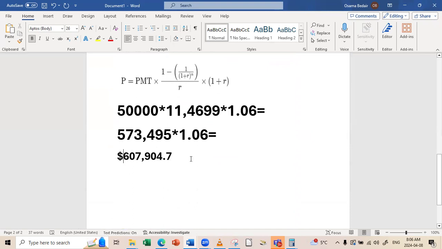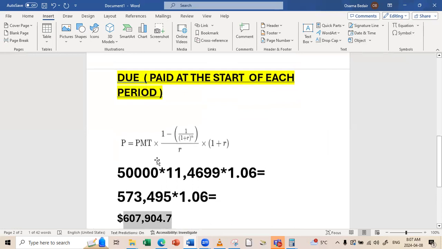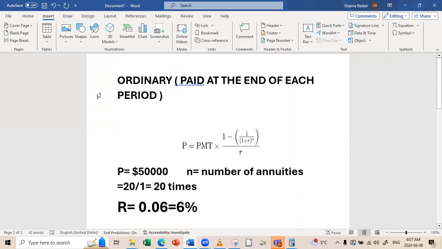So that means that the amount due is always greater than, here we'll insert special symbols, is greater than the amount ordinary, because simply it stayed in the bank more. It stayed in the bank more. For that reason, the amount here is greater than this amount. As you see here, let me sum again.